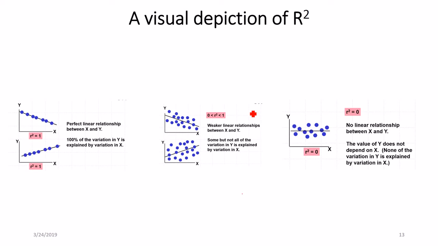The charts on the left side show the perfectly linear relationship between x and y. In this case, R squared is equal to 1. All the variation in y is explained by variation in x.